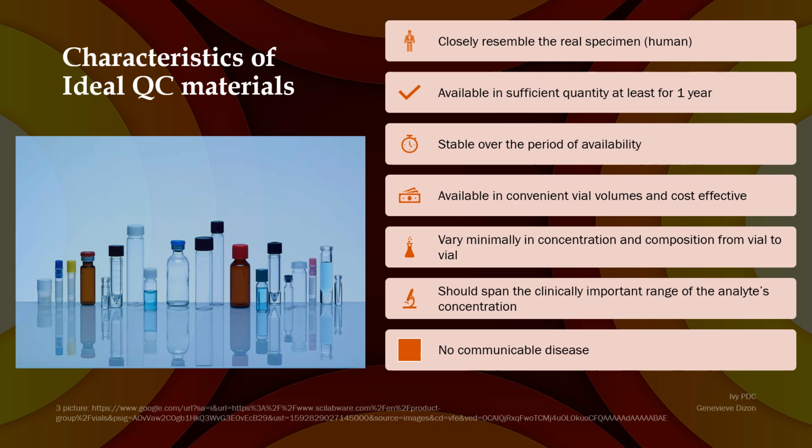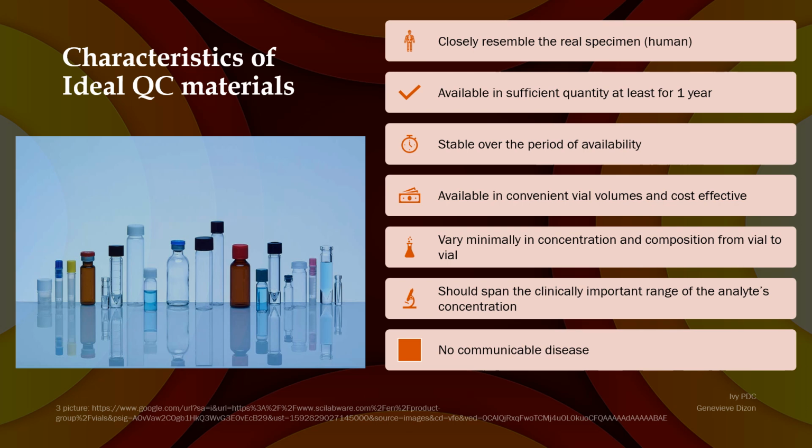Next, it should span the clinically important range of the analyte's concentration. That means the levels of the controls should be appropriate for decision levels. It should reflect the clinical range. For example, we are testing for triglyceride. Sometimes a triglyceride can go above 200. If our quality control material does not have the ability to detect more than 200, then anong sense nun if we cannot check that we can test a specimen over 200? So that means it should be available in appropriate decision levels.